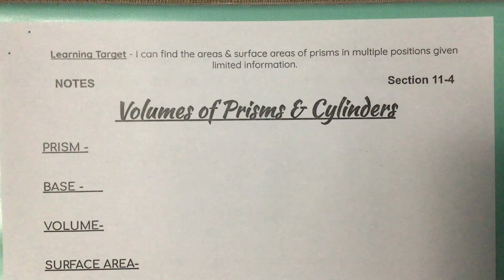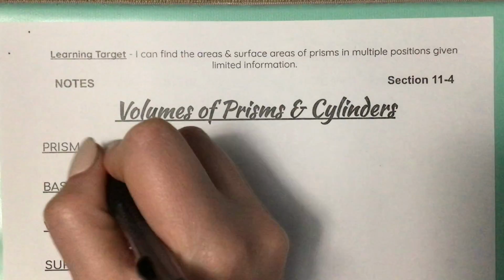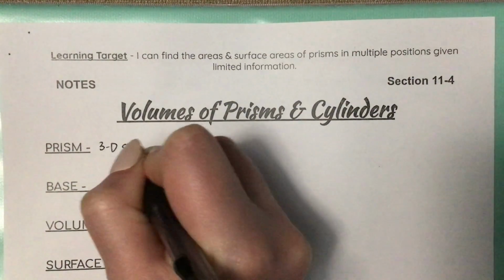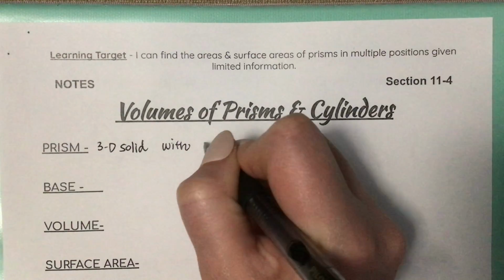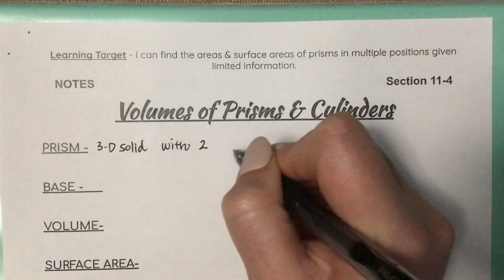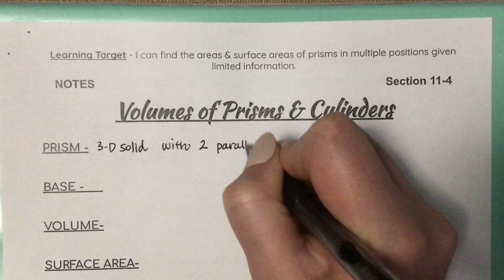And by the end of this video, I'd like for you to be able to calculate the volume of prisms in multiple positions given limited information. So first of all, I want to remind you of what a prism is. It is a 3D solid with two parallel and congruent bases.